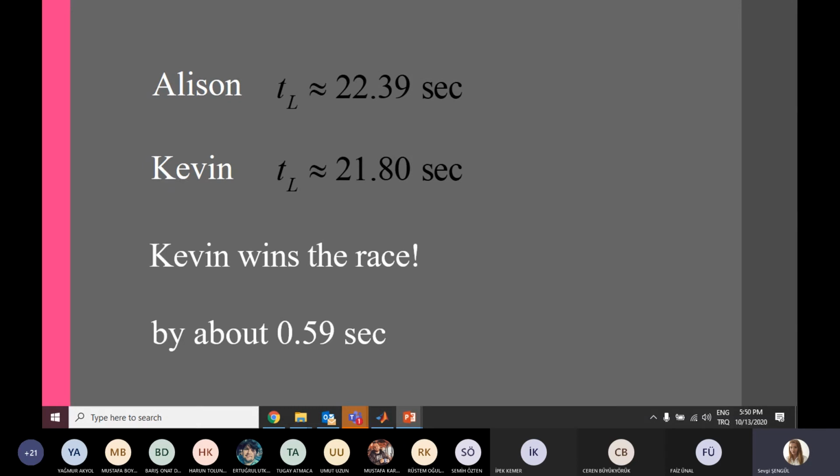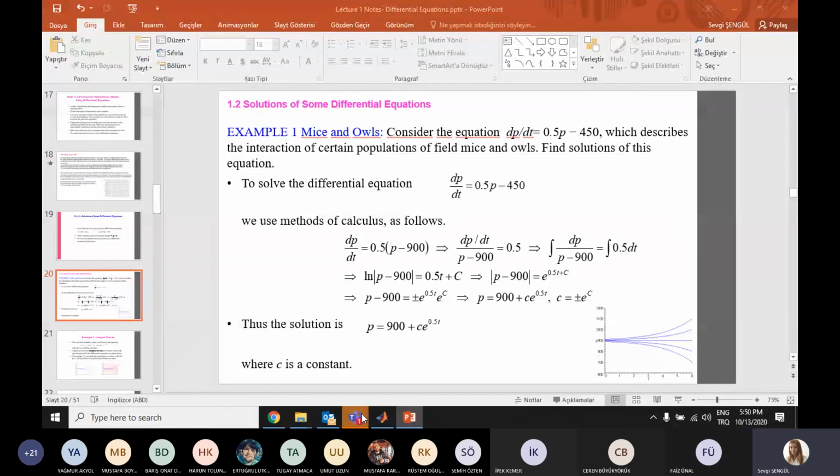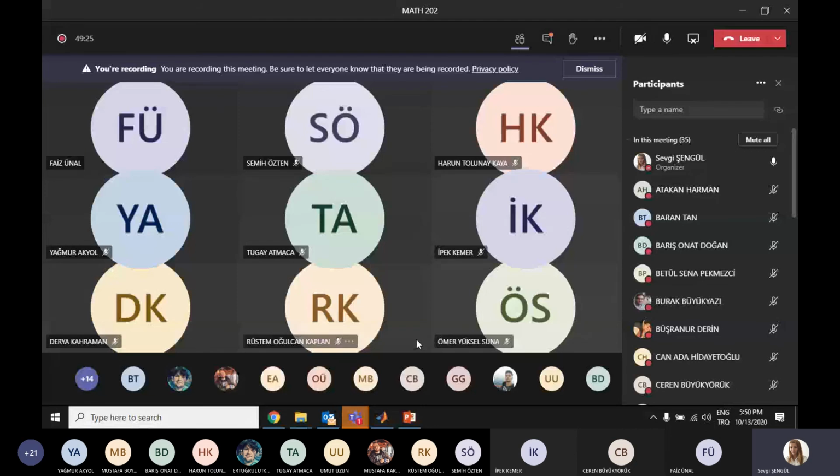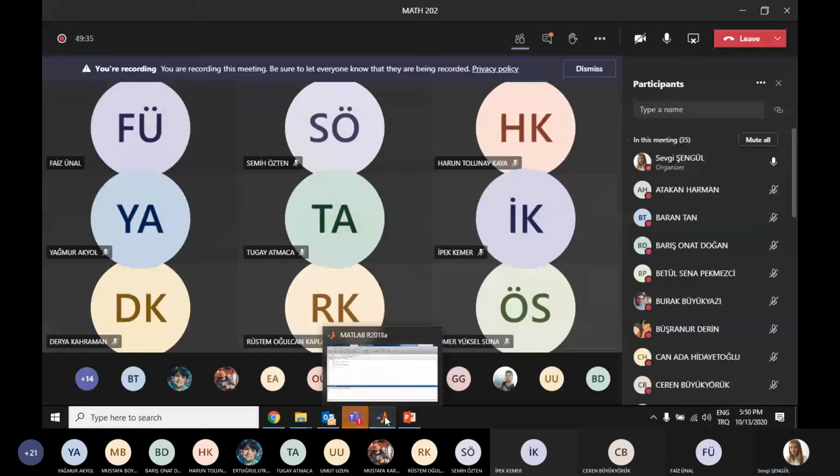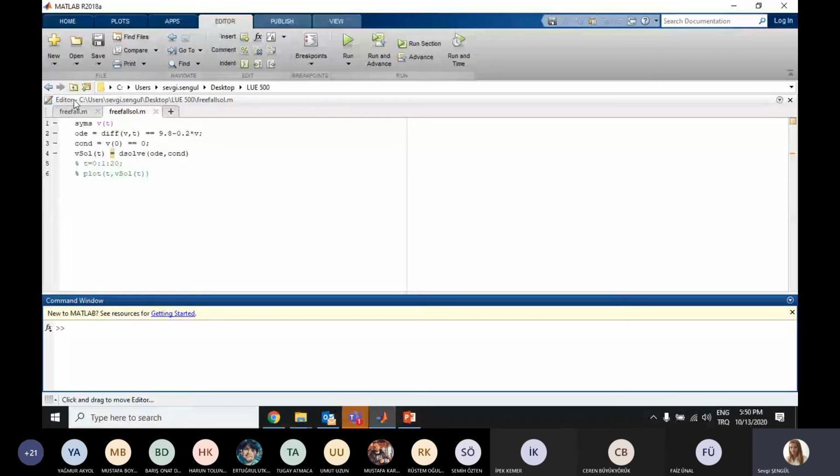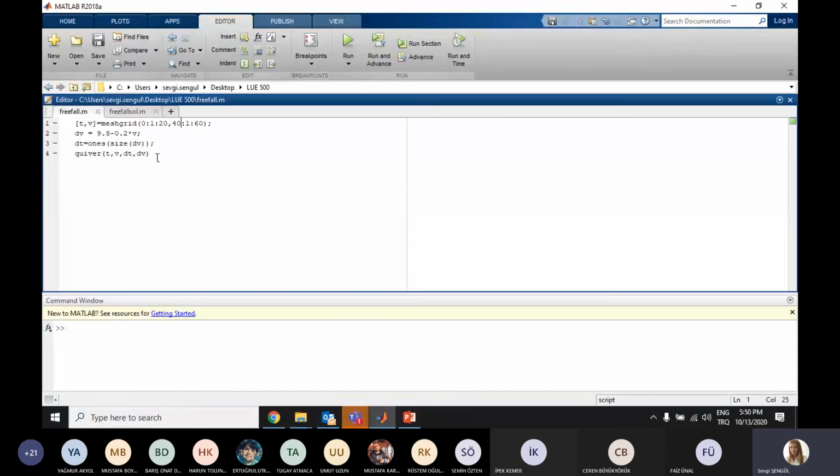So these are just modeling examples for you to understand how differential equations work. I already shared these slides with you, and I shared last year's written notes with you. Also, I want to show the MATLAB part a little bit. If you know MATLAB, I just wrote small things for you. For example, this one is going to give you the direction field for our free fall equation. Our free fall equation is dv/dt equals 9.8 minus 0.2v, if you remember it.